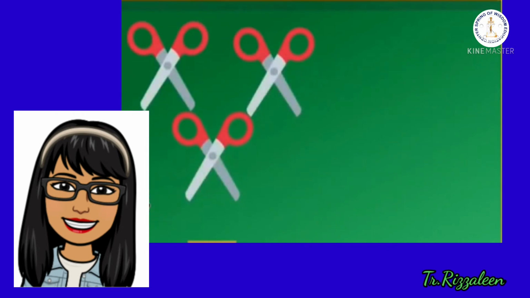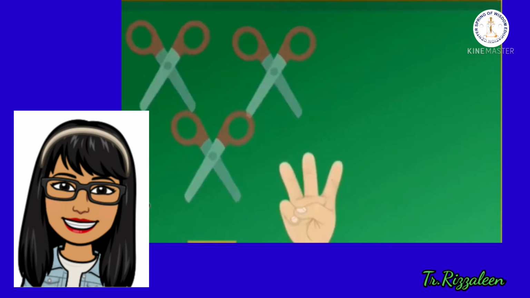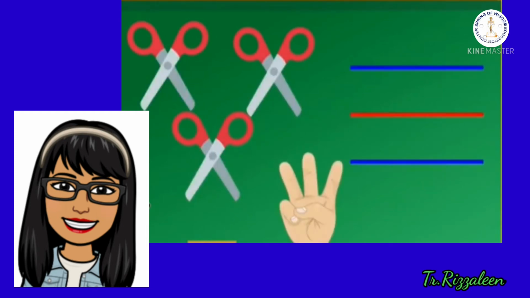How many scissors do you see? Let us count. 1, 2, 3. Correct! There are three scissors. Three.